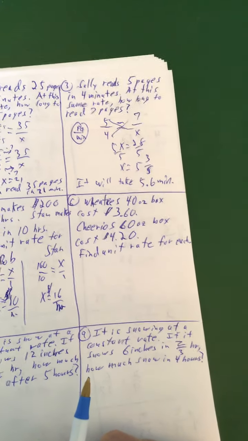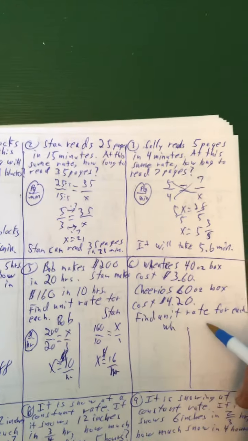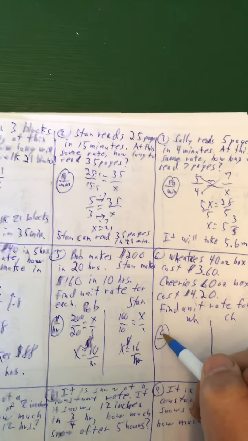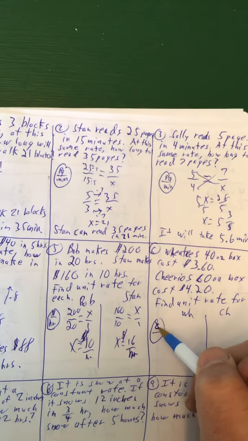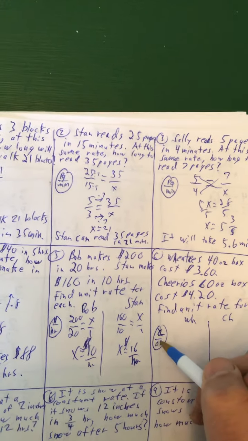So number 6 here. So again, you got two different things here. We got Wheaties and Cheerios. I'm going to do cents, since my answer is going to be in pennies, so that'll make more sense.